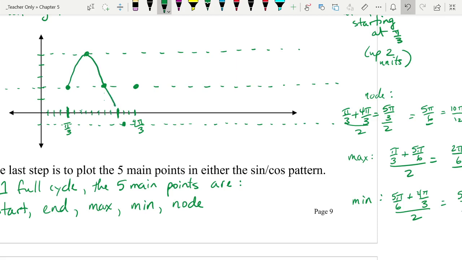Oops, I don't like that line. Oops, now I erased too much of it. There we go, I like that. There we go.